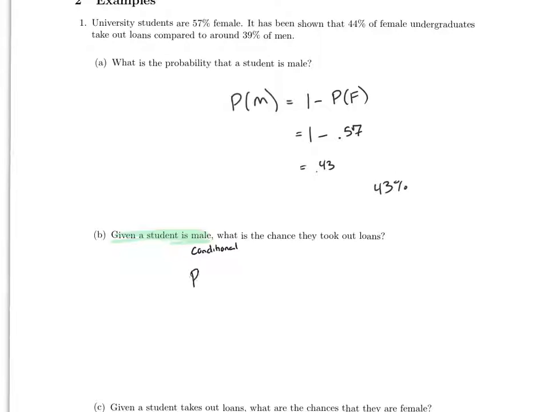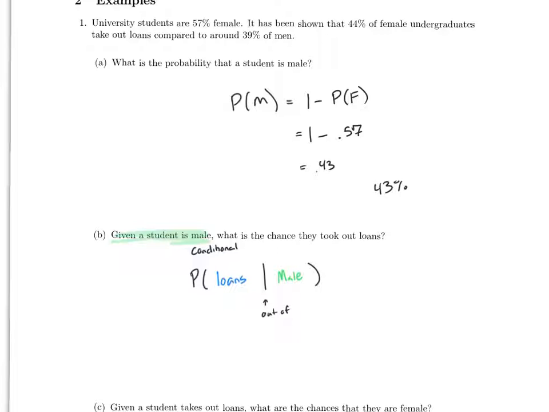So when I write this out, I'm going to write it using my conditional notation. This little bar, once again, means out of. And so in the back here, I need to talk about which category I'm narrowing it down to. And here, I'm talking specifically of male students. Now, out of the male students, I want to know how many of them took out loans. So this is the probability someone takes out loans out of all the male students.